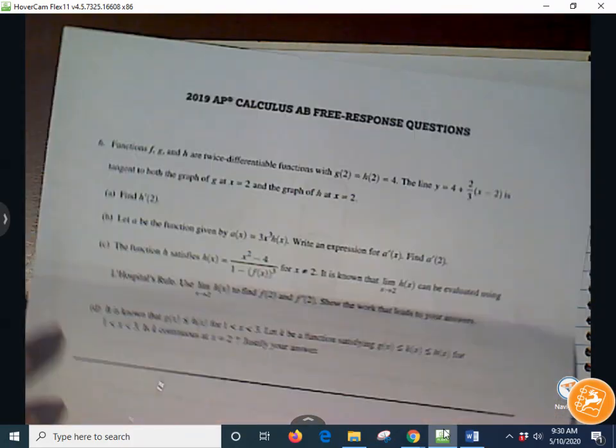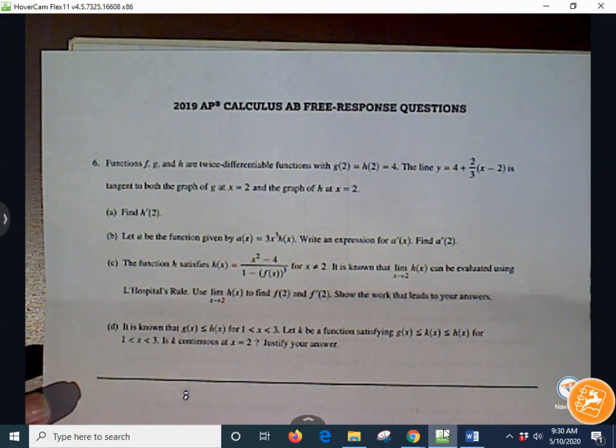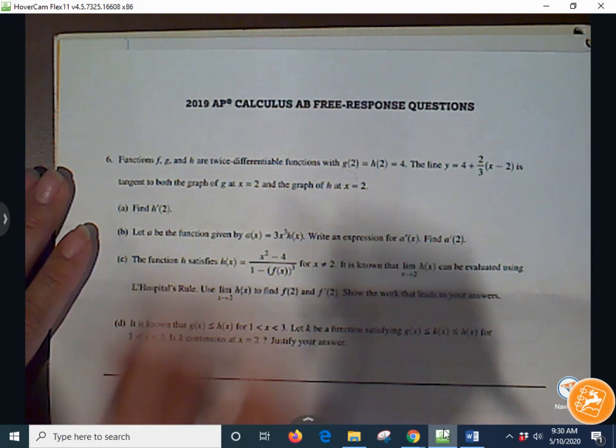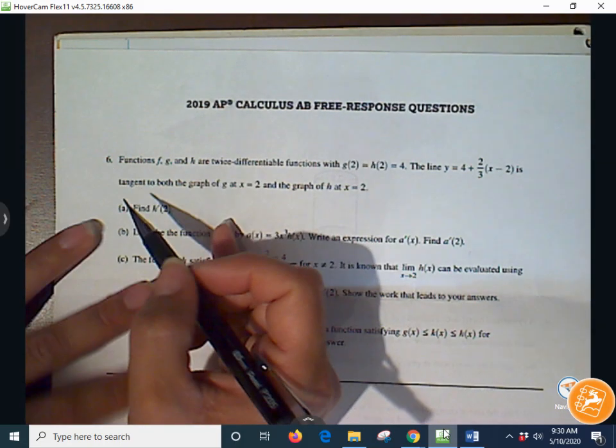So I'm going to go over the 2019 number 6, which was a recommended question that College Board suggested that you guys review for practicing for the 2020 exam. So here's the question, 2019 number 6.